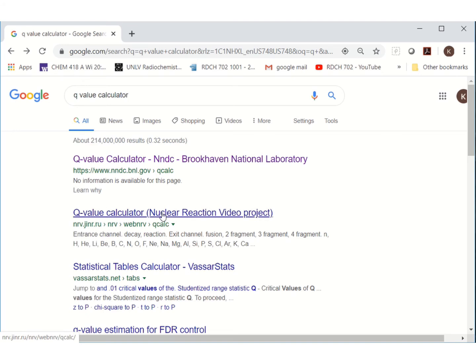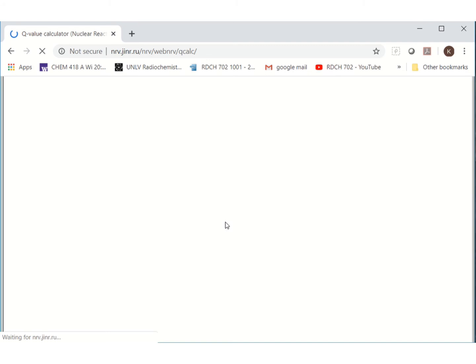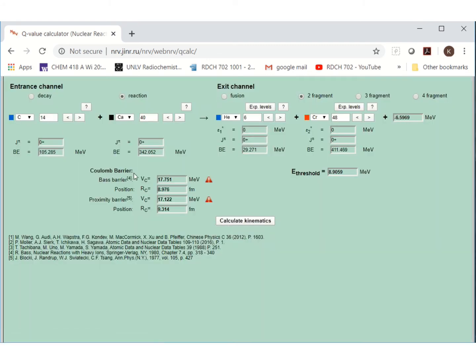Another calculator shown here is from Russia. I have an entrance channel. I can have a decay or reaction, I can make fusion, and I can make multiple fragments. This is actually a little bit more complex. But for instance, here we have a reaction of carbon 14 plus calcium 40 going to chromium 48 and helium 6.